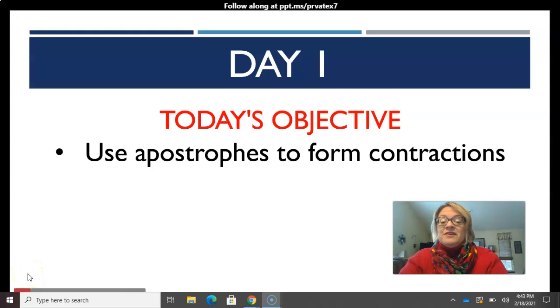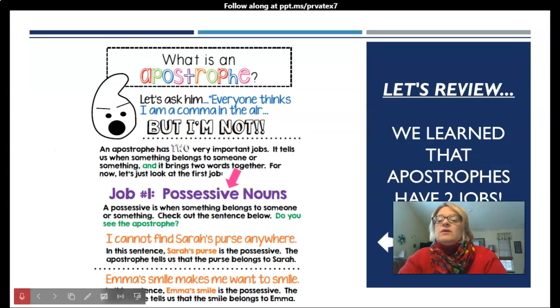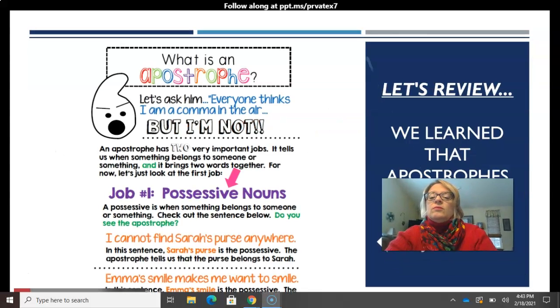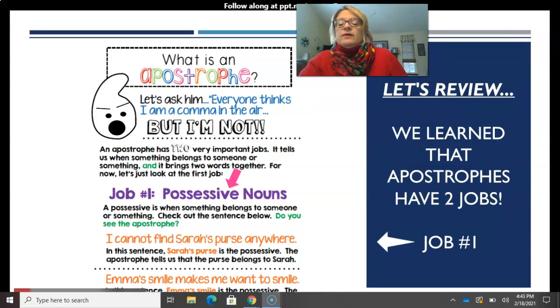Hello, second grade writers. Today we are going to discuss the apostrophe and how it is used to form contractions in our grammar lesson. Okay, so we're going to review what we have learned already about the wonderful apostrophe. It has two jobs, okay? Its first job is that it is used to make possessive nouns. So when we want to show ownership of something, we use that apostrophe.